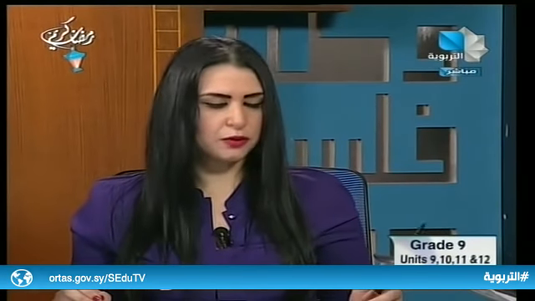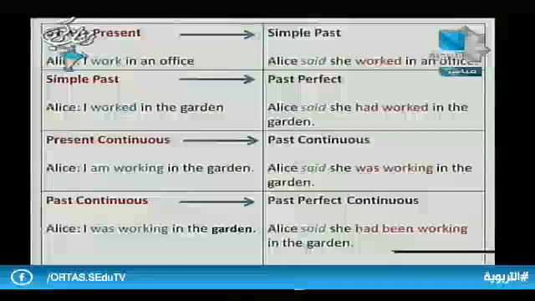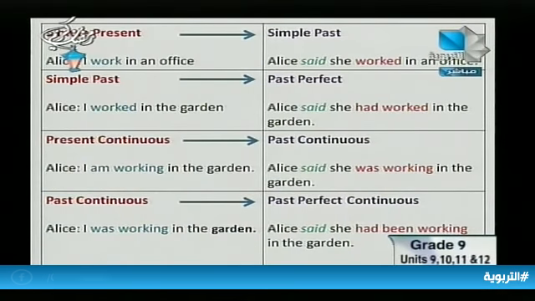For example, we start with the simple present. Simple present becomes simple past. For example, Alice: I work in an office. We say Alice said she worked in an office. We write the simple past of the verb work, which is worked. So the simple present becomes the simple past. Simple past becomes past perfect. Alice: I worked in the garden. Alice said she had worked in the garden. Present continuous becomes past continuous.